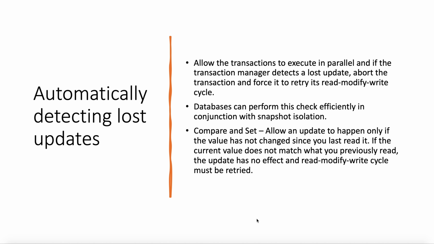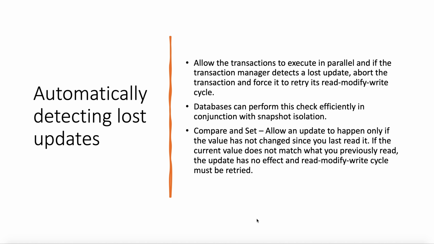Lost update detection is a great feature because it does not require the application code to use any other features. We might also forget to use a lock or an atomic operation, and that can introduce a bug. So lost update detection happens automatically and is less error prone.